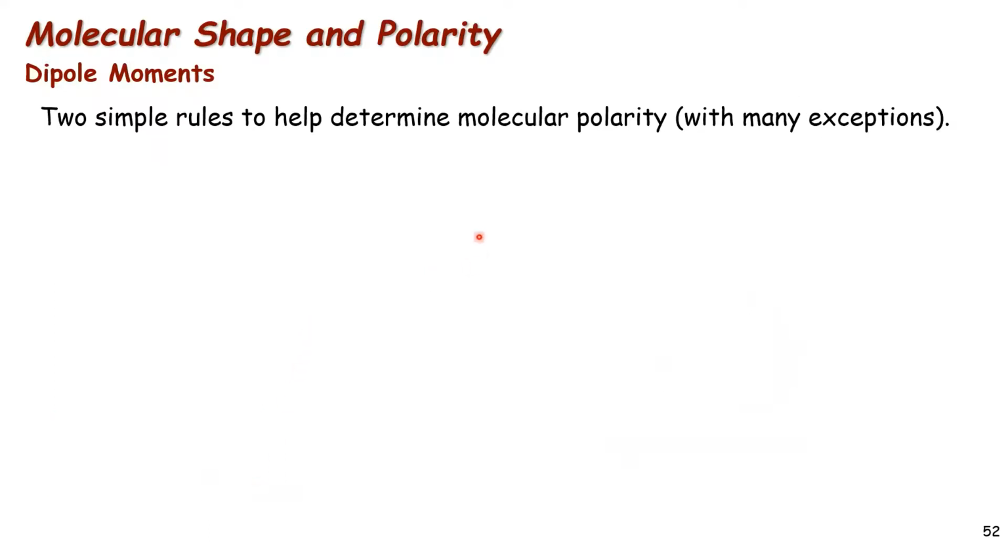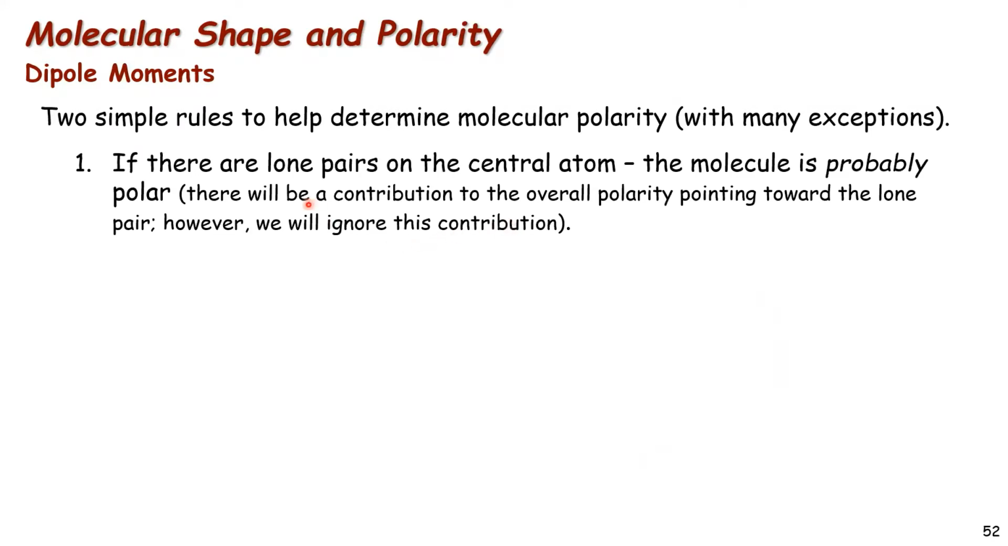Now, two simple rules to help determine molecular polarity, and there are many exceptions. If there are lone pairs on a central atom, the molecule is probably polar. Now, there were two exceptions that we actually saw, and that was for a trigonal bipyramidal structure that has three sets of lone pairs. Remember, all three sets of those lone pairs sat in the equatorial position, and we ended up with a linear molecule. Well, that linear molecule is going to be nonpolar if the two atoms it's bound to are the same, because those dipoles would cancel.